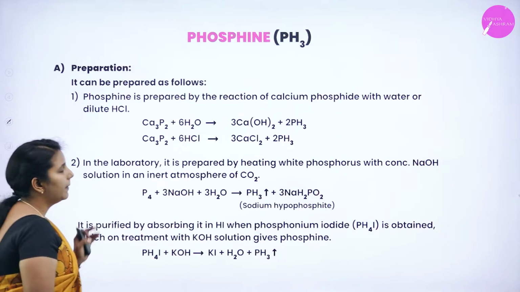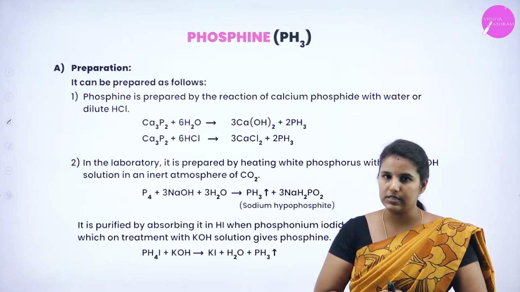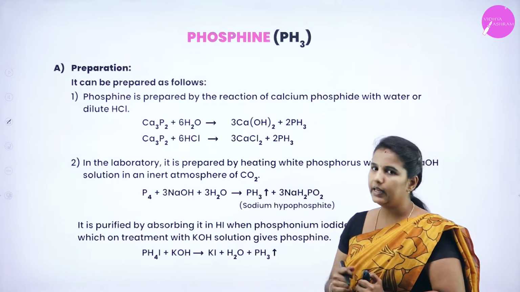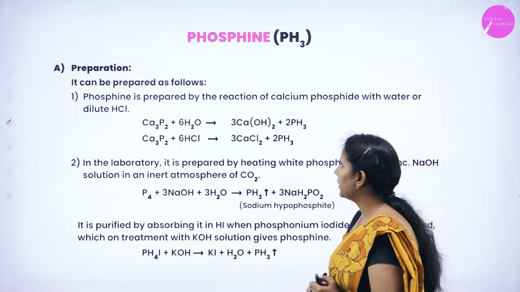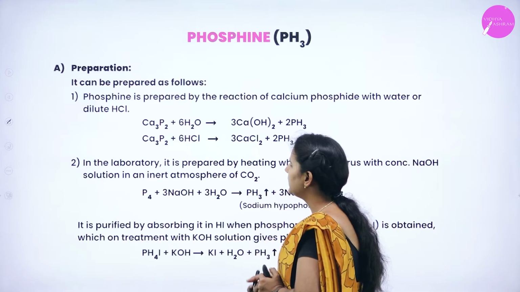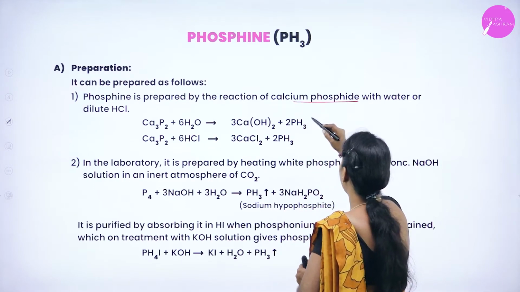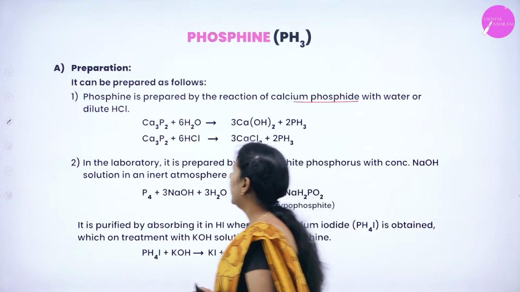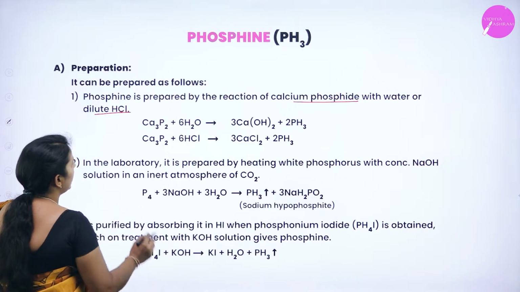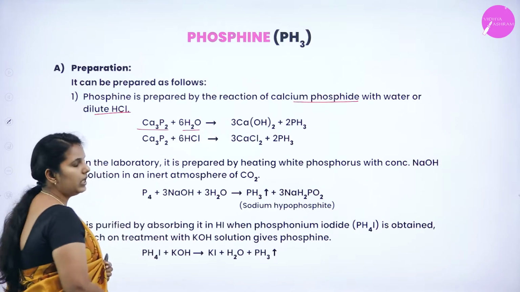Coming to phosphine, which is a compound of phosphorus. Okay, first we will see how to prepare it, then we will discuss the chemical properties. Okay, so first is preparation. Phosphine is prepared by the reaction of calcium phosphide with water and also with dilute HCl. So first I'll go with calcium phosphide, which is allowed to react with water.